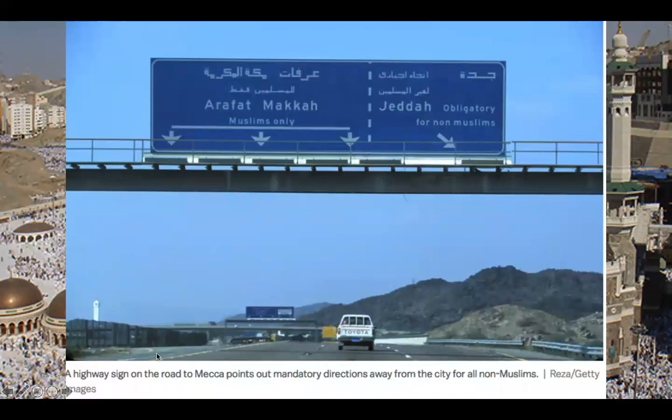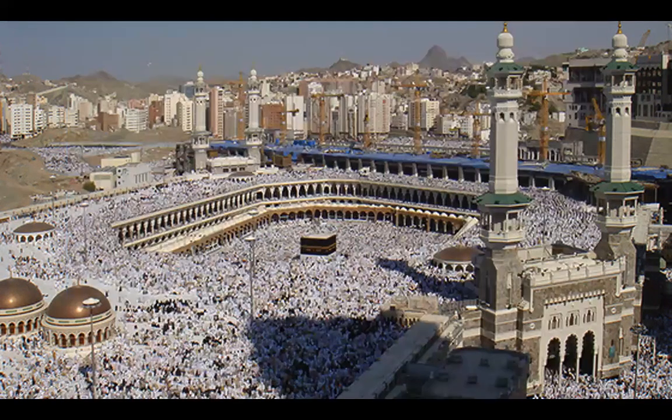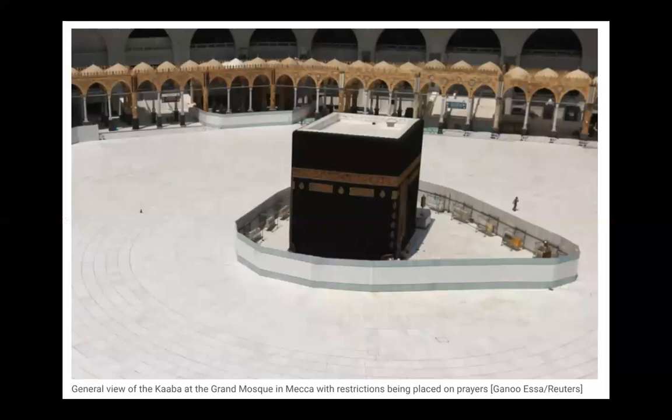So I thought this was interesting. A highway sign on the road to Mecca points out directions away from the city for all non-Muslims. So you have to be Muslim to enter into this holy shrine. And that is typically what it looks like. And then that's what it looked like a year ago now when COVID restrictions were put in.